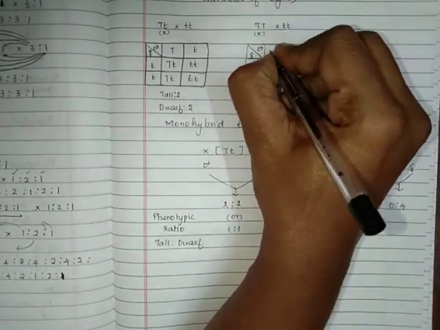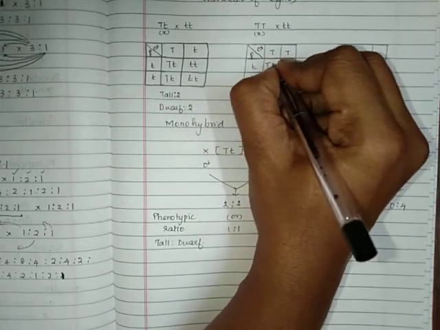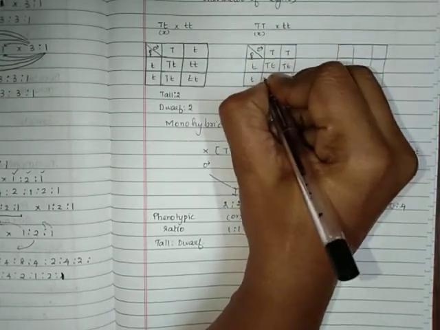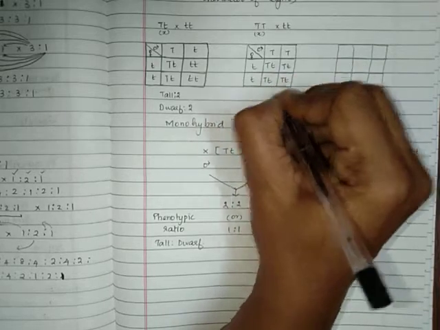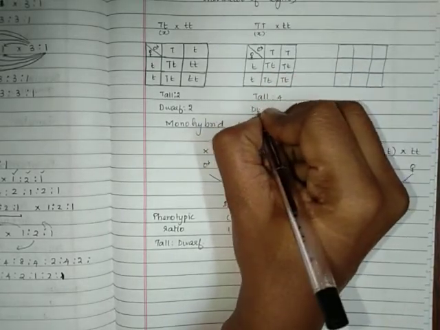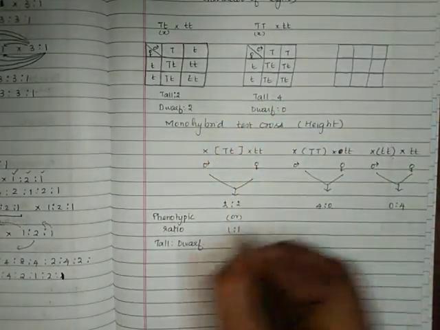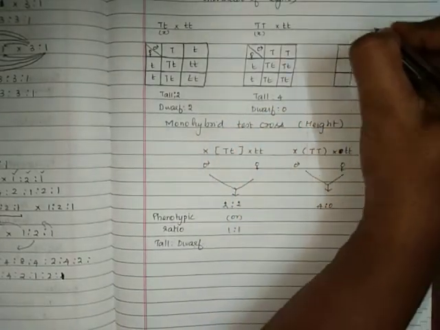So this is considered as male and this is considered as female. So you are going to get all tall plants. So tall plants is going to be 4, dwarf is going to be 0. So it is going to be 4:0 because we calculate tall is to dwarf.